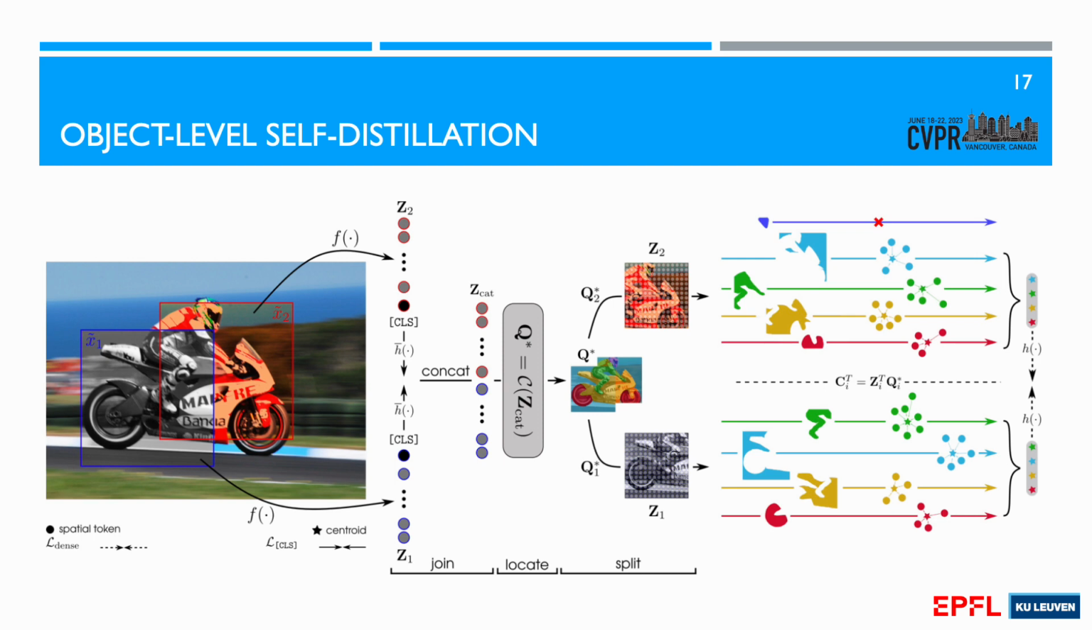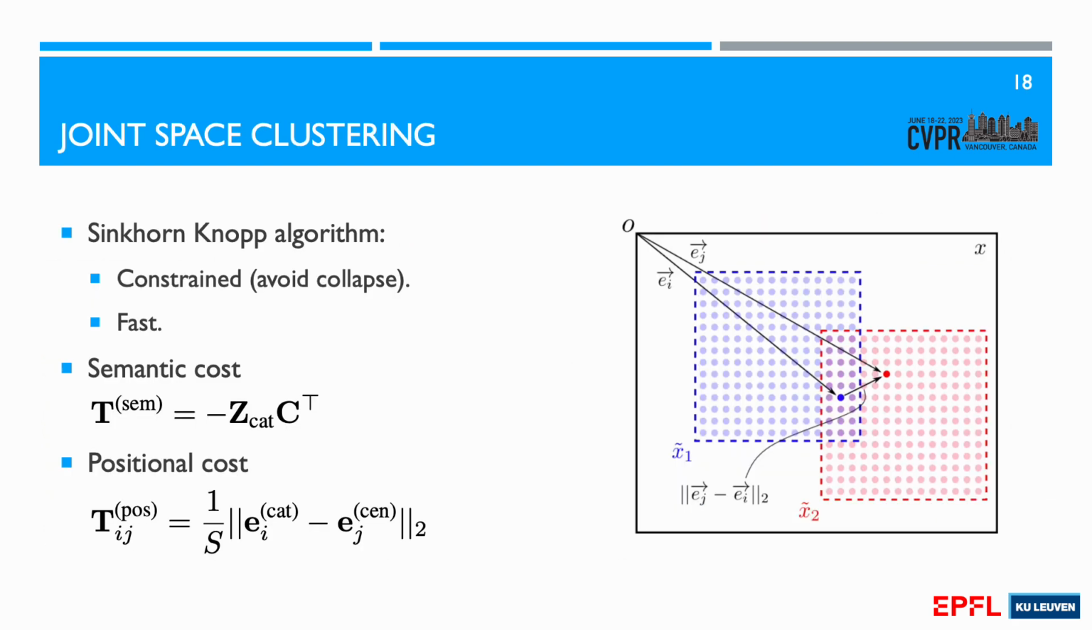Here is an overview of our method CrOC. It is divided into three parts: join, locate, and split. In the join part, n tokens from each view are merged into two n tokens. In the locate part, these two n tokens are clustered to k clusters. And in the split part, the clusters are split view-wise to compute object-level representations in each view, which are then later self-distilled pairwise. Let's uncover the clustering algorithm used.